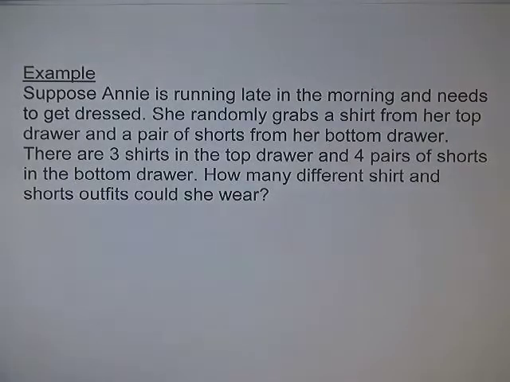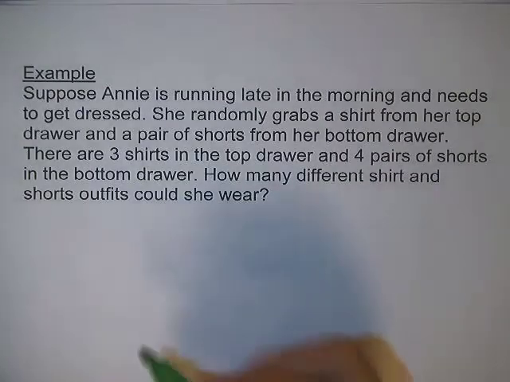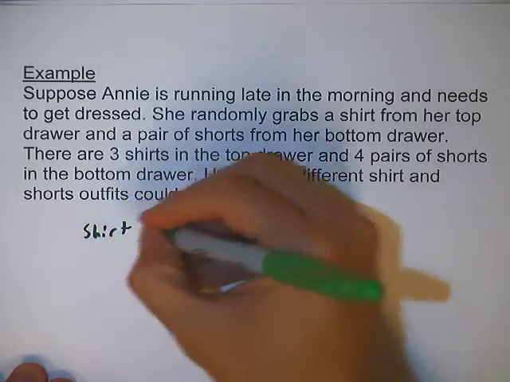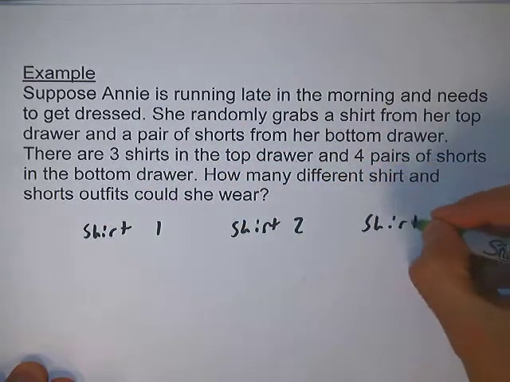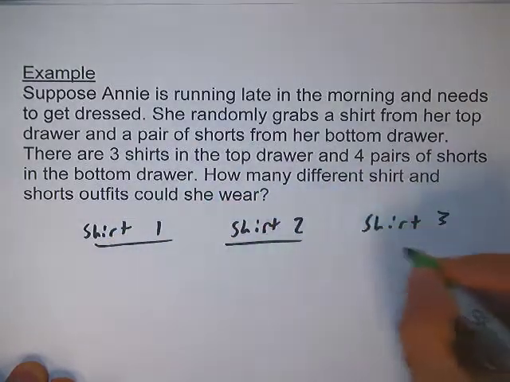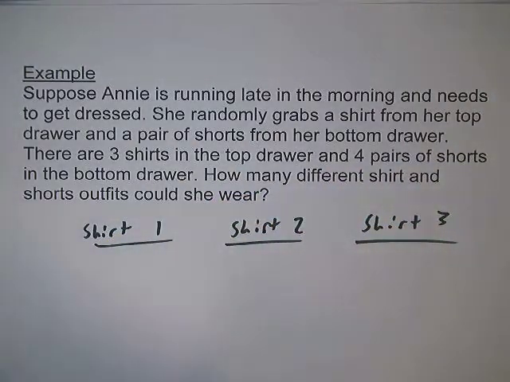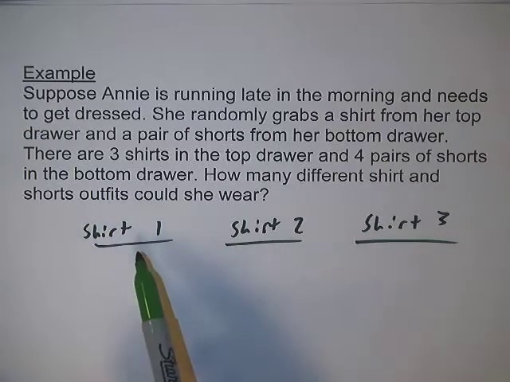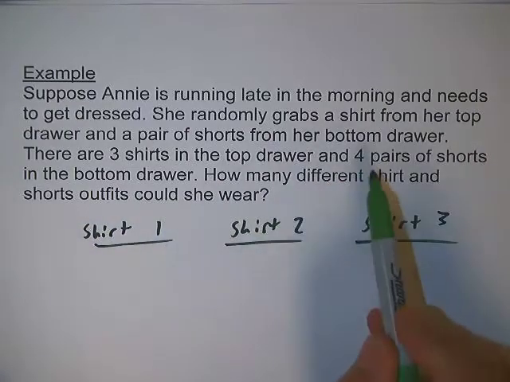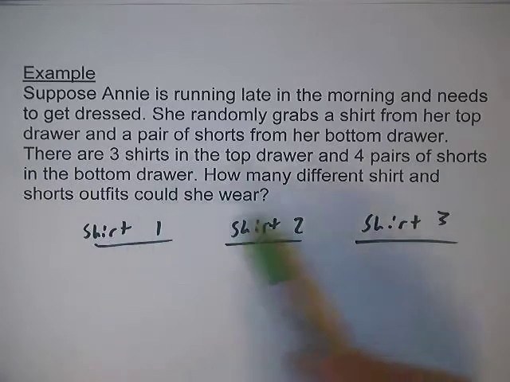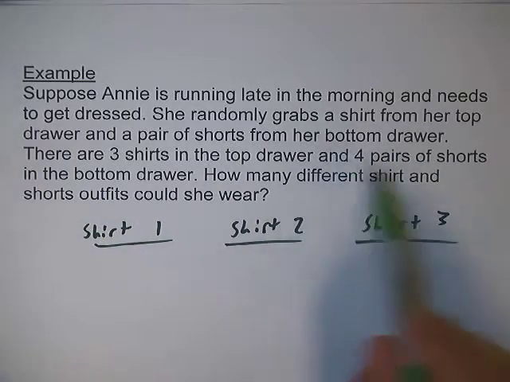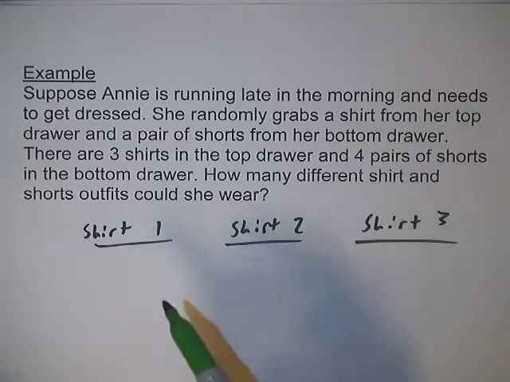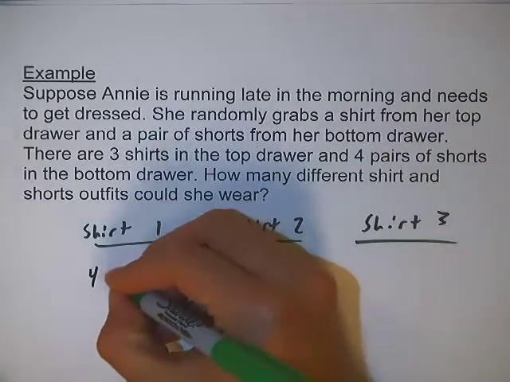Okay, so there's a bunch of different ways of figuring this out. Let's just start with the shirts. So let's say we have shirt 1, shirt 2, and shirt 3. If she picked shirt 1 first, each of the different shorts would form a different outfit with shirt 1. Because there are 4 pairs of shorts she could choose after shirt 1, there are 4 outfits here.